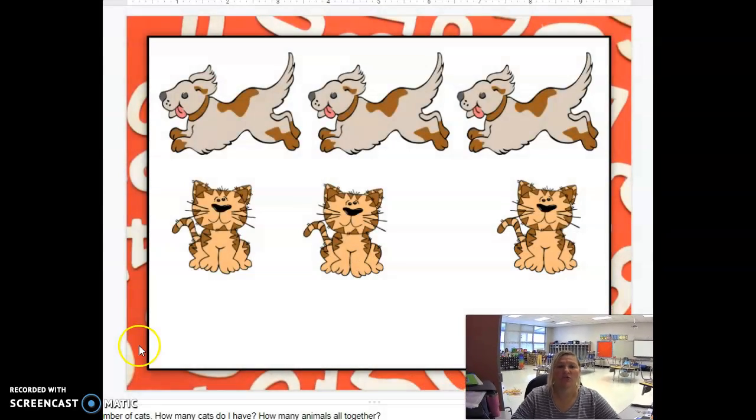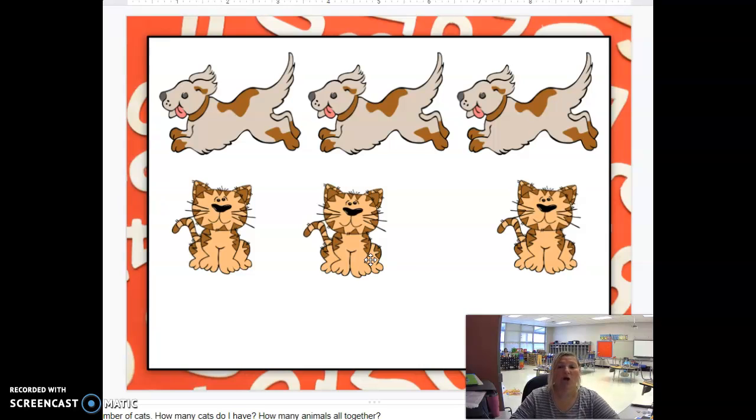First thing we're going to do is count how many animals we have all together. So I have 3 dogs. 1, 2, 3. I have 3 cats. 1, 2, 3. How many cats and dogs do I have all together?